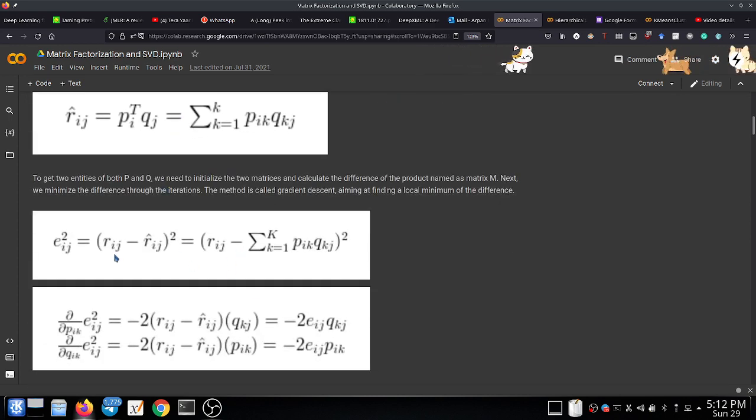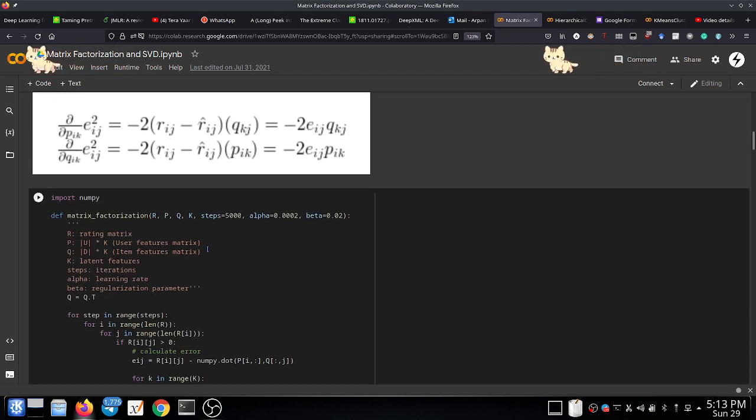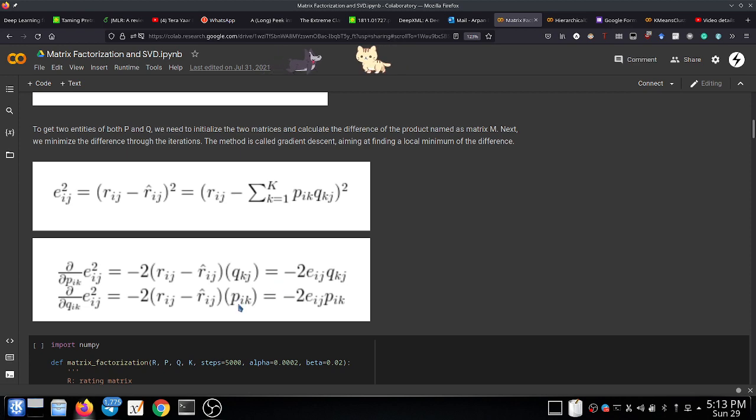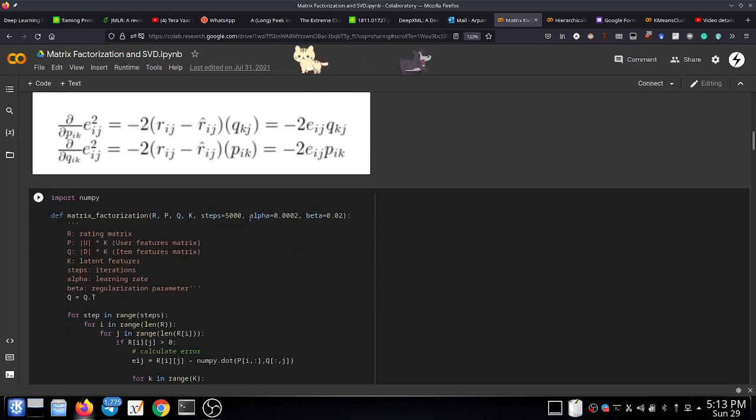So this kind of an error term is what we will be using for matrix factorization. For every term that is present in the matrix, we will randomly start with a P and Q, and we will see how far away we are from the actual value of Rij. This is the derivative which we will be using.